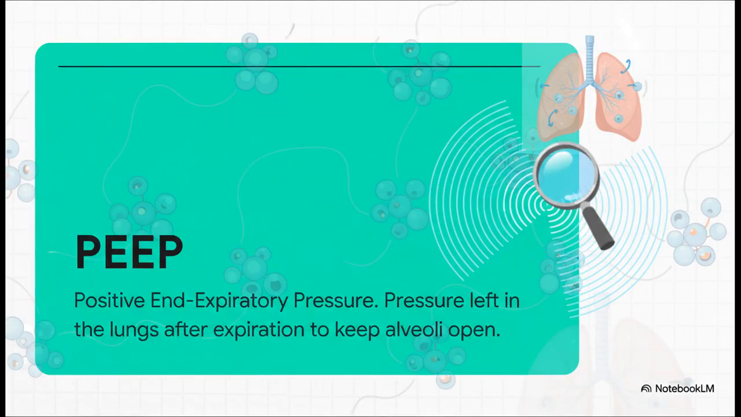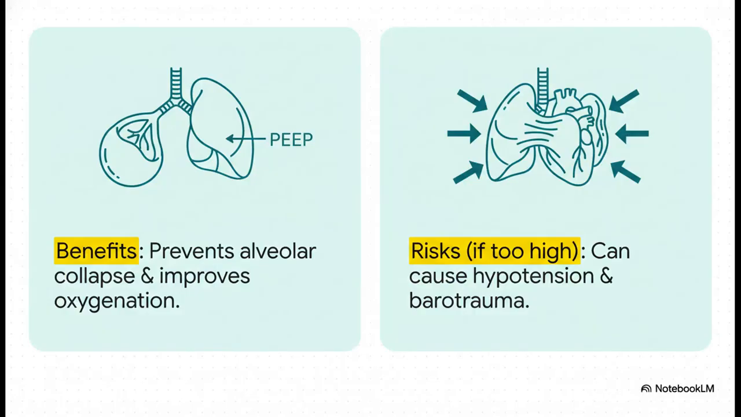And now for FiO2's partner, PEEP. That stands for positive end-expiratory pressure. The best way to picture it is to think about a balloon. PEEP is like not letting the balloon completely deflate. It's that little bit of pressure the vent keeps in the lungs even after the patient breathes out. So why on earth would we do that?